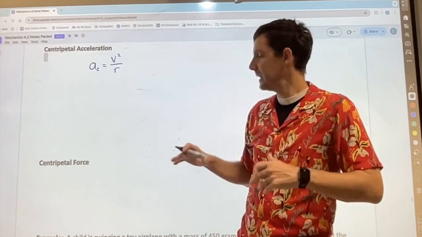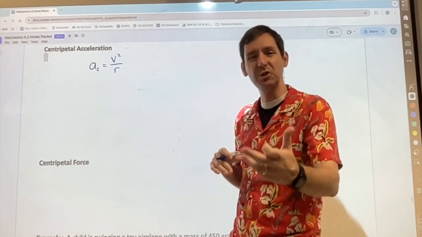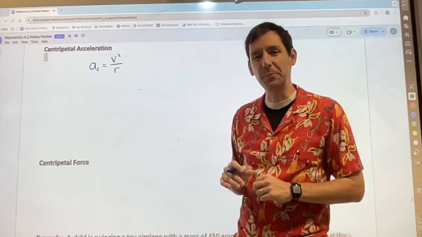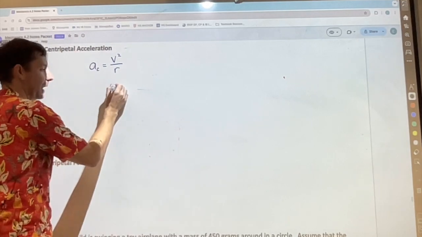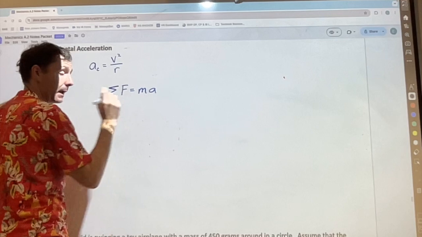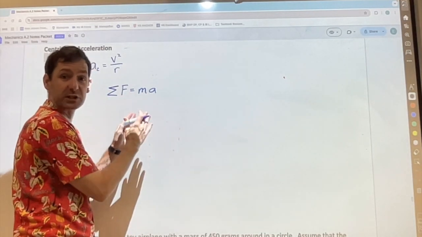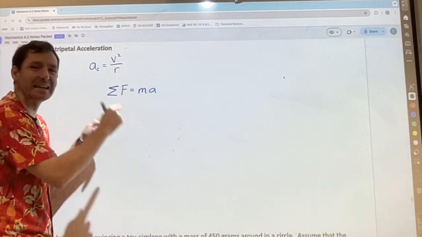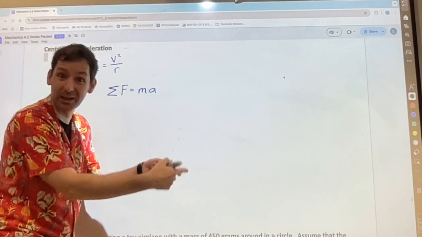The other thing is centripetal force. Now, acceleration is often given to you in a data booklet or a formula packet, but very often they don't give you centripetal force. What you have to remember is that the sum of the forces is equal to ma. The net force causes the acceleration.